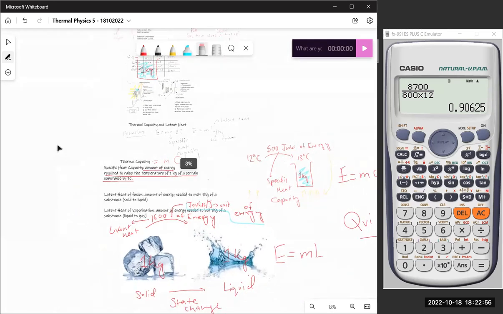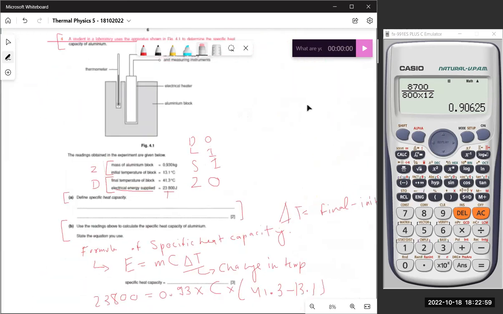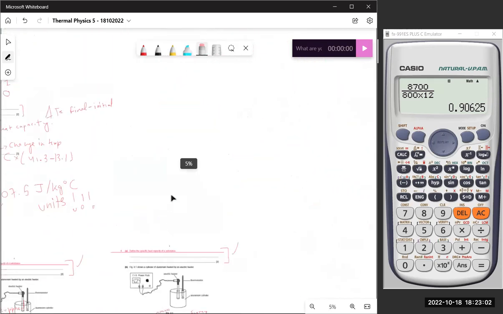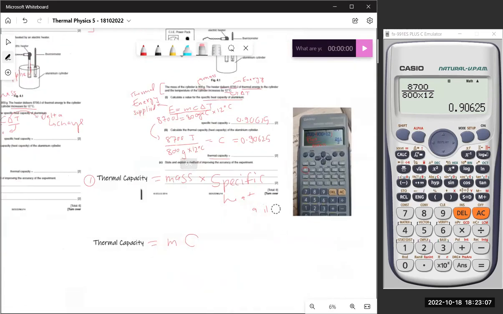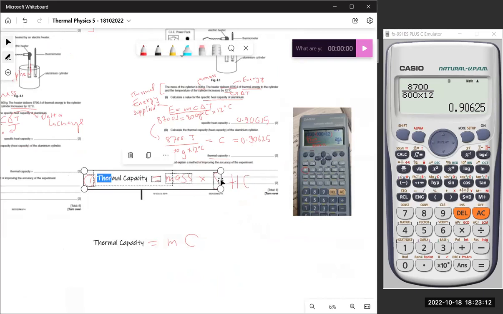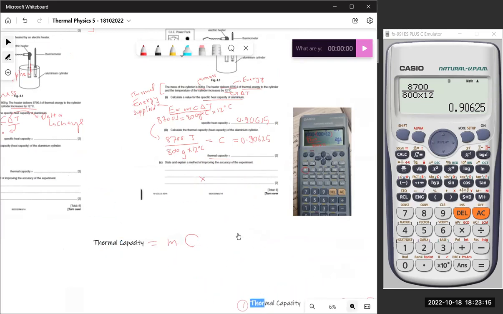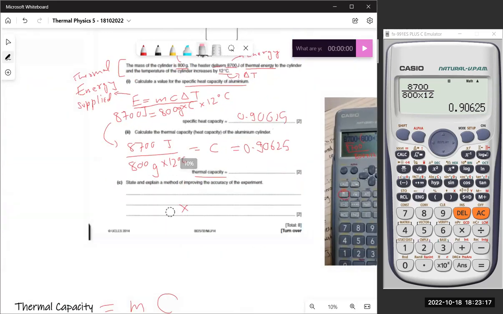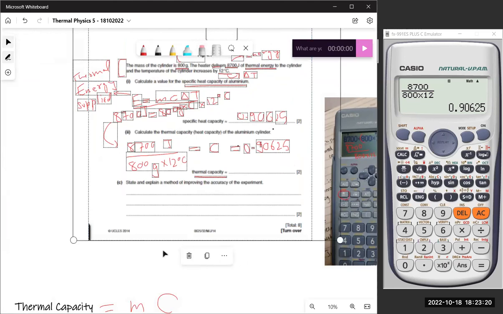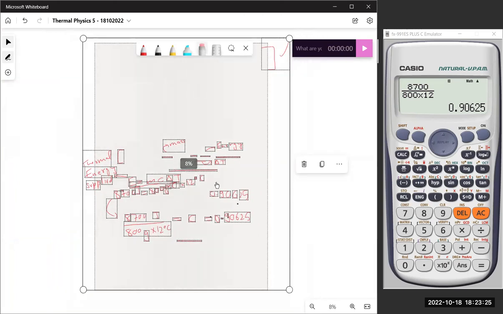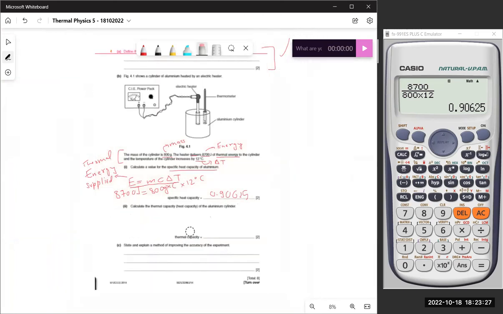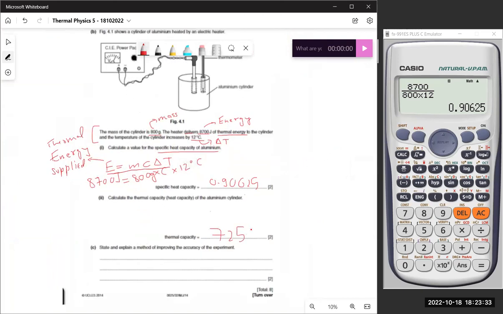Let's continue. Now, the last question we're doing is this one. E equals MC, mass into specific heat capacity, SHC. Let's call it specific heat capacity. Now, so you know the formula now. Can you find the answer? For this question, all I have to do is find it. What is the answer? 725. That's correct. What is the unit?